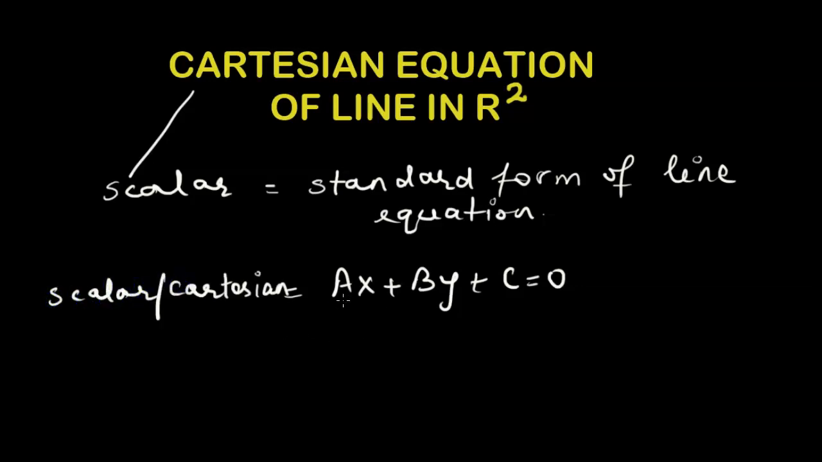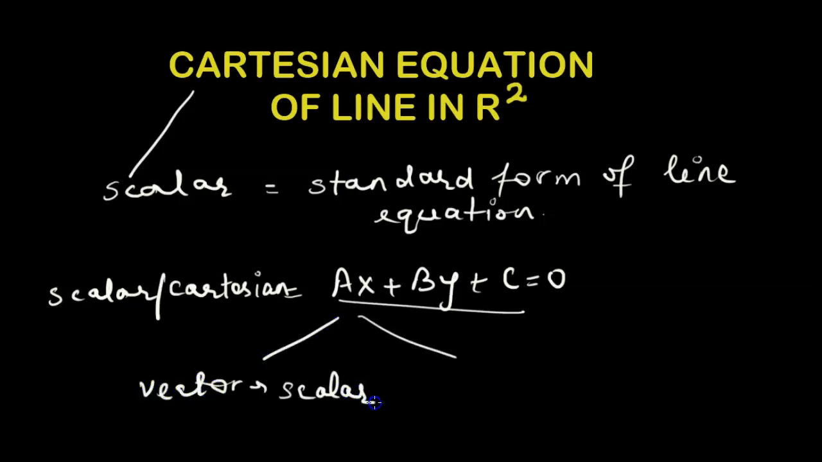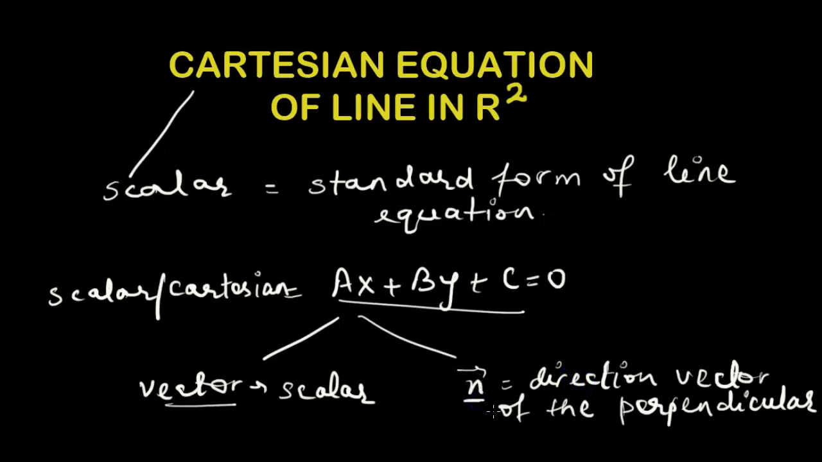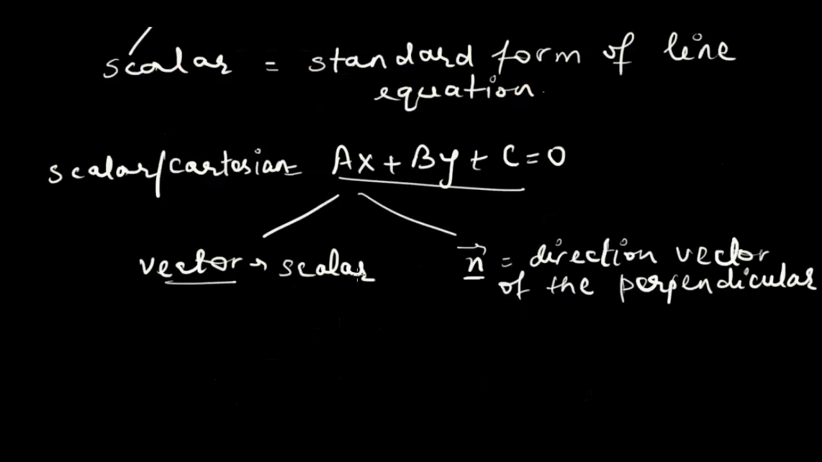There are two ways in which Cartesian or scalar form of equation can be determined. One way is by converting vector to scalar form. So we'll be given the vector equation and then we convert that to scalar form. And the second way is to write down a scalar equation, we need the perpendicular direction vector. That means we need to know the direction vector of the perpendicular of the given equation. And the notation for direction vector of the perpendicular is n.